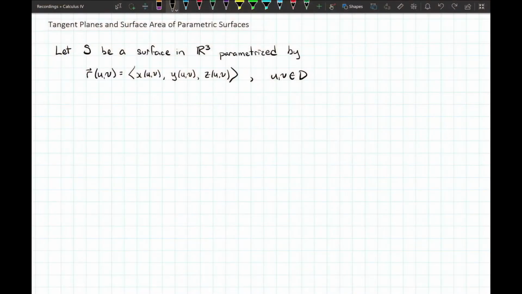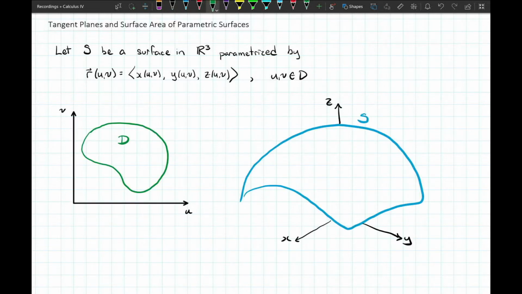So first of all, let's start off with a surface that is in R3, parameterized by the variables u and v. So we've got this parametrization r of u and v equals x of u and v, comma y of u and v, comma z of u and v, and u and v belong to a set D, which is called the parameter domain.